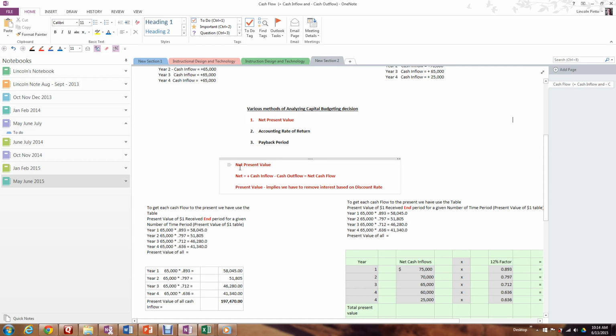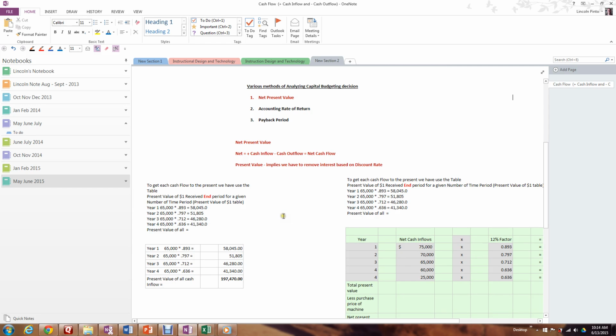The net present value simply is the net of the cash flow. The positive cash inflow minus the cash outflow, which is the negative cash flow. The present value simply implies that we are removing the interest from each of the periods that we are going to get the cash for, which is based on the discount rate. So let's go back to the equal cash flow side, and then we're going to talk about the unequal cash flow side.